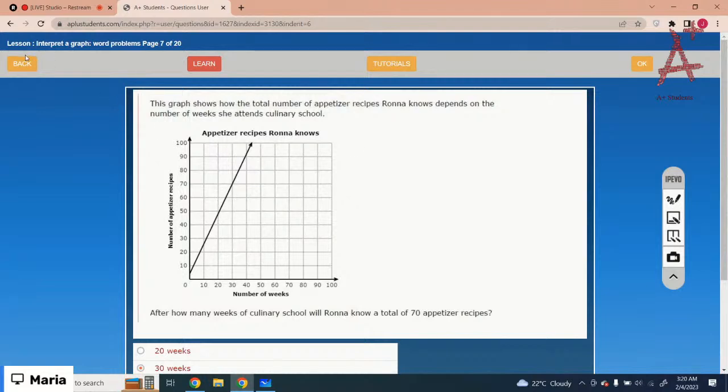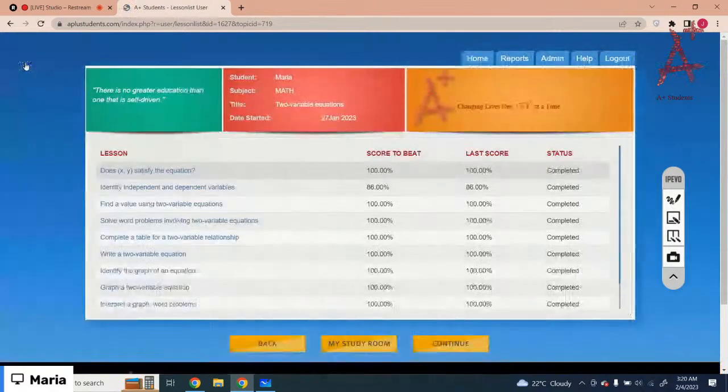Okay, you can complete the test by yourself later today. Let me just move on to the next lesson. And the next lesson is write an equation from a graph using a table.